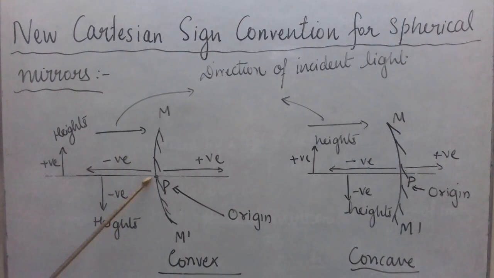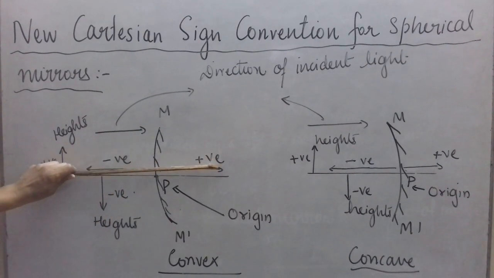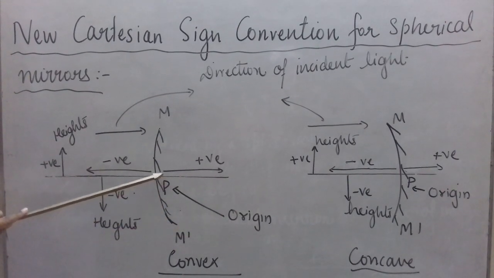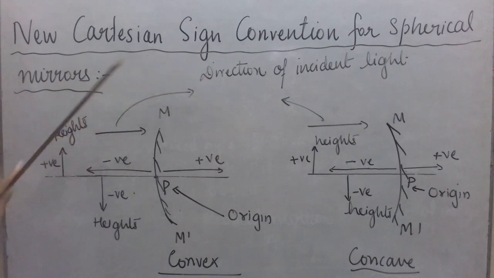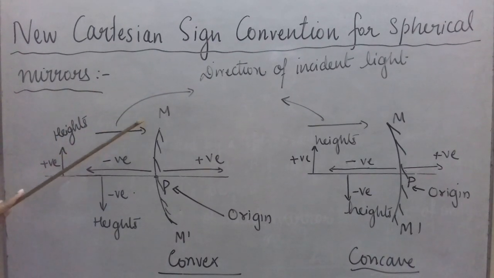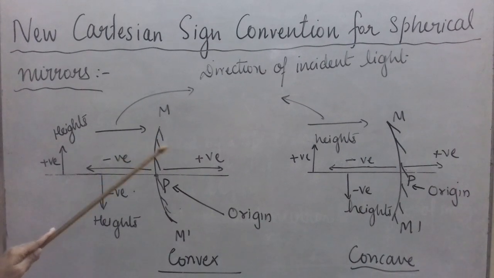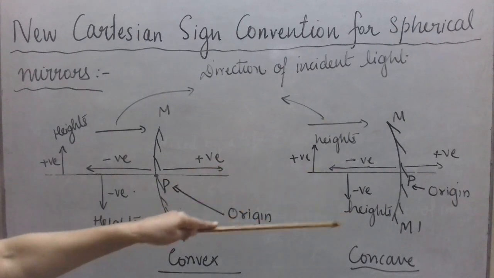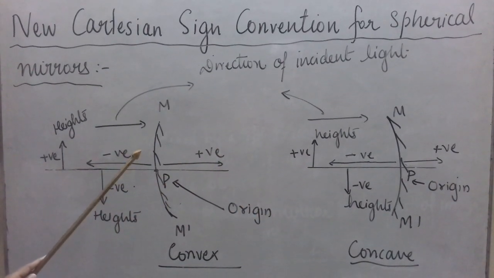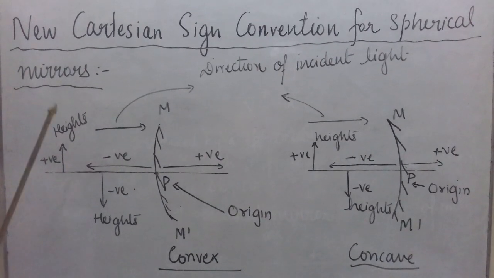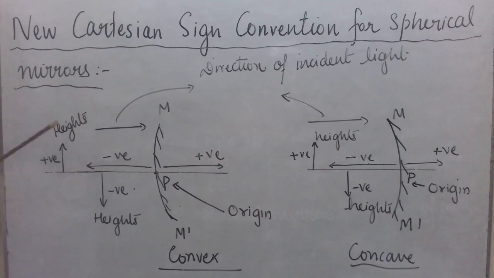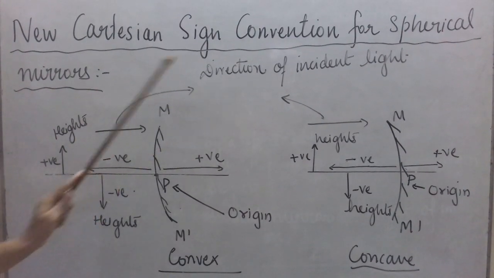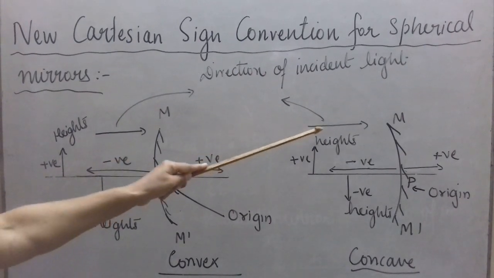It means all the distances which are measured parallel to the principal axis are measured from pole, because it is taken as origin. Direction of incident light is always from left towards right. Obviously, the reflecting surface lies on the left hand side. So in order to get the image, the object should be placed on left hand side, and rays will be traveling from left towards right. So direction of incident light will always be from left towards right.